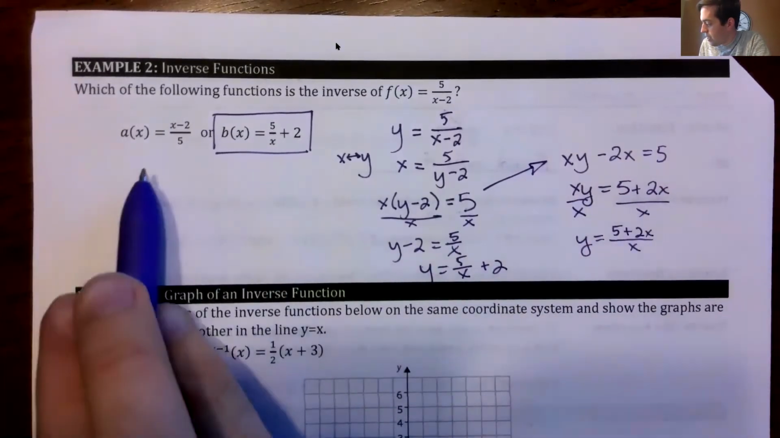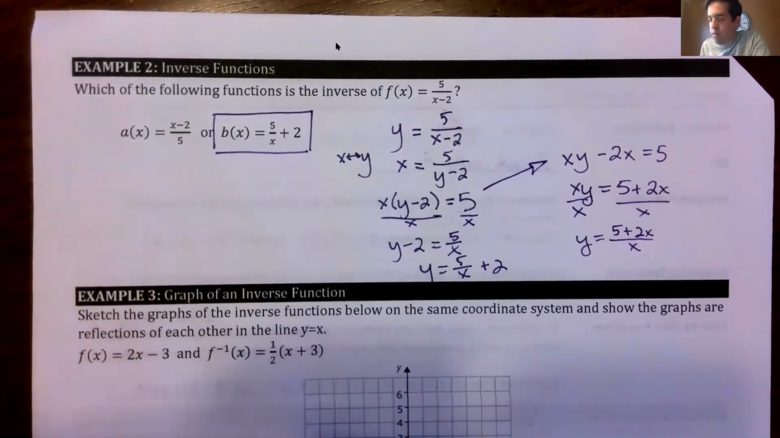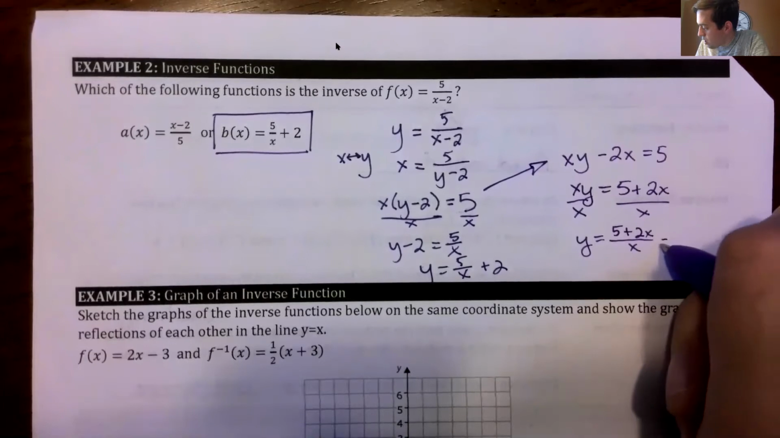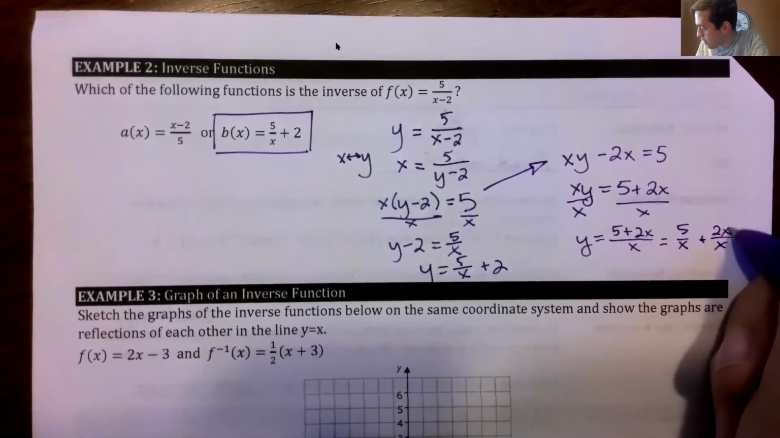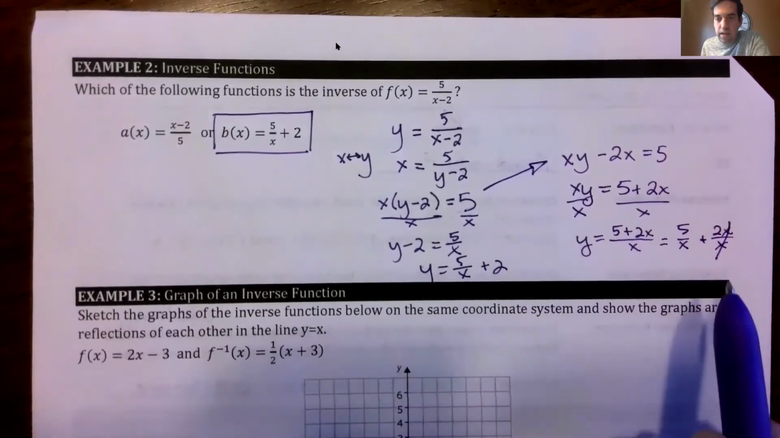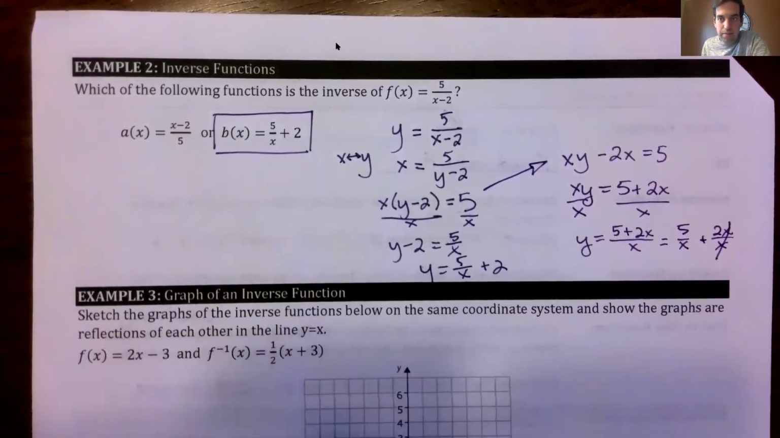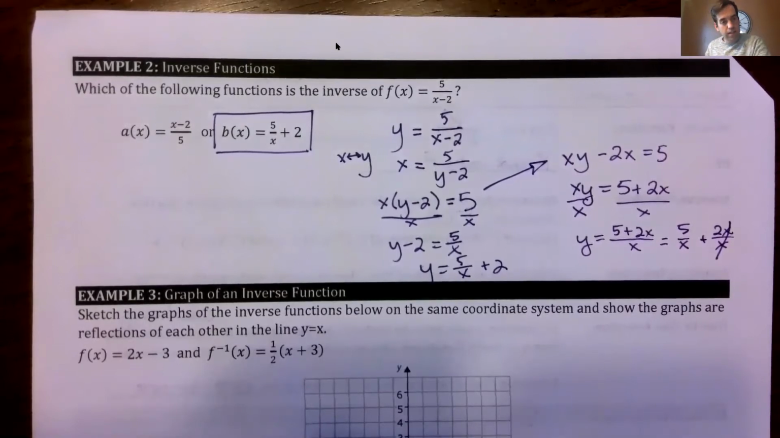Now that's not either of these answers. So that might be a little confusing, but what I would do is just distribute this denominator. So we have 5 over x plus 2x over x, and then those x's cancel. And then right away we have the same answer. Okay, so that's how we're going to do that one. Okay, so that is the answer for example 2.